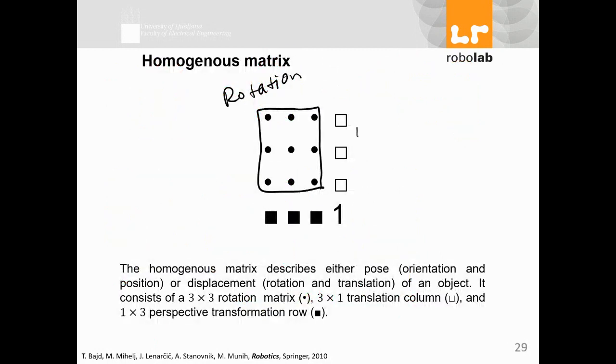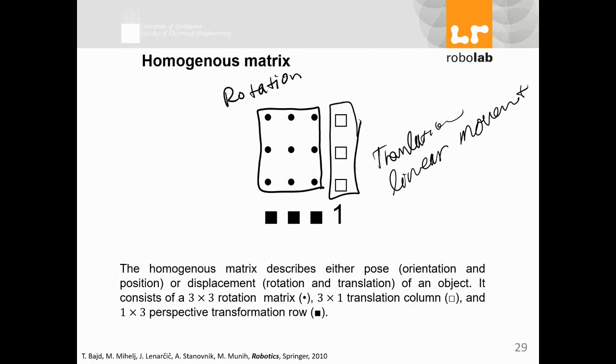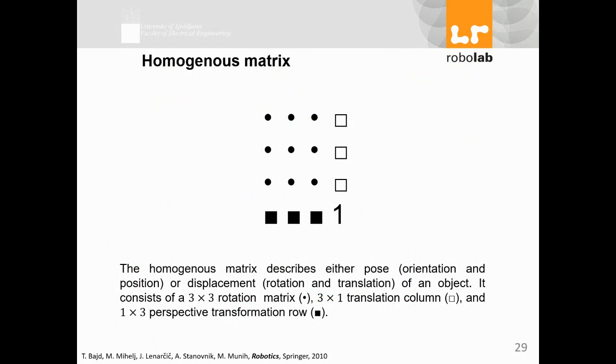So this is the rotation part, and this is the translation part, or linear, actually. I would say linear movement. Okay, rotation and linear movement. And in one whole matrix, we can combine both together. We can have them both together. So the rotation matrix is shown by the dot and the square one, and the last row is the perspective transformation row. This one.